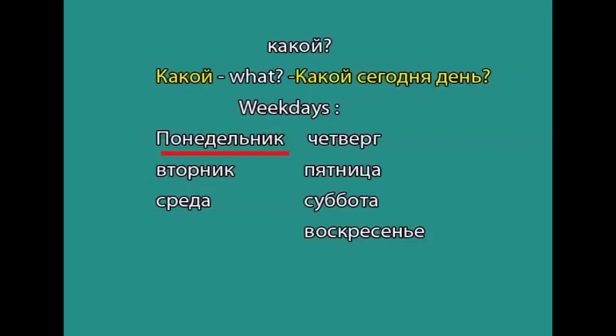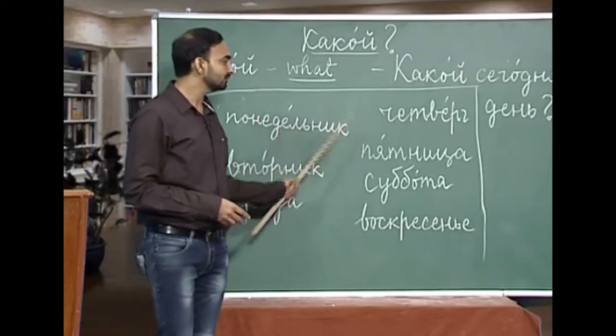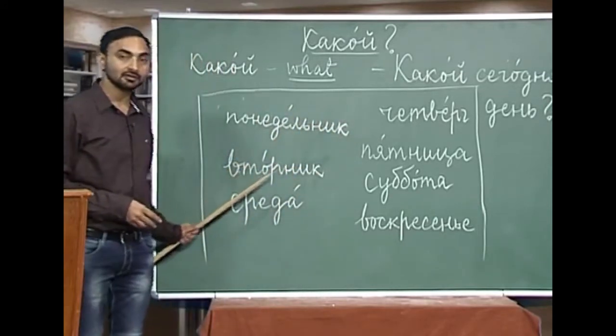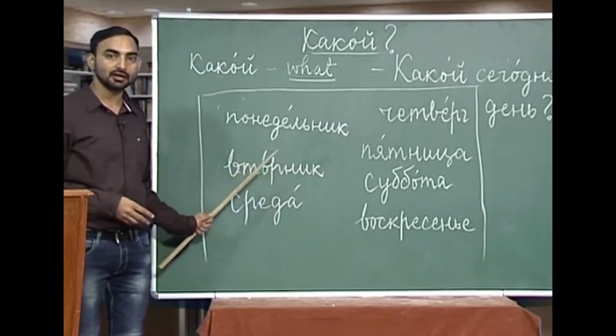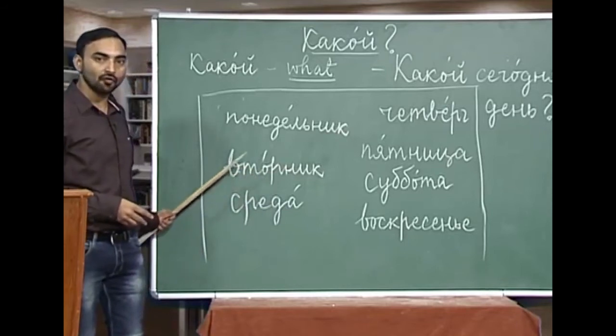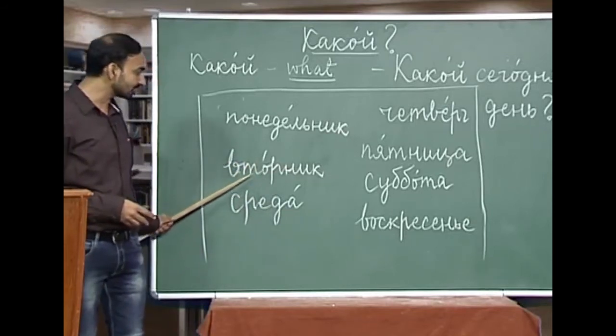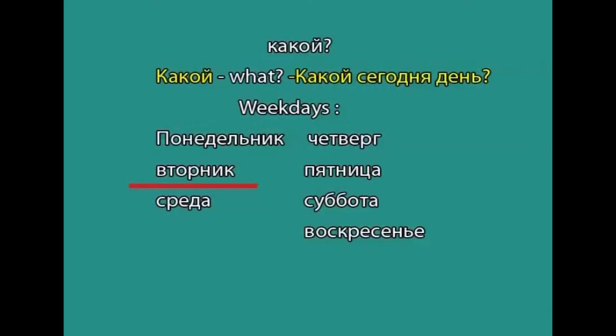Понедельник is Monday. The second day, вторник. V, T, O, R, N, E, K. As you can see here, there is again a voiced and voiceless consonant coming together, V and T. That is why V is pronounced as F. Вторник is Tuesday. Wednesday is Sreda. Sreda is Wednesday.